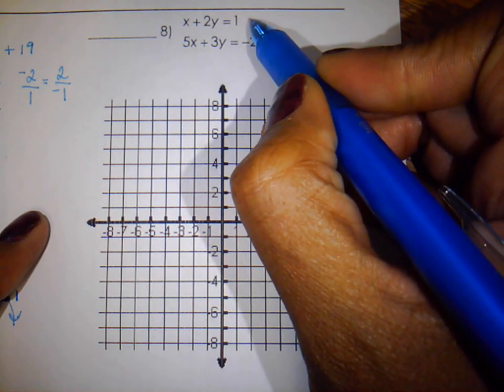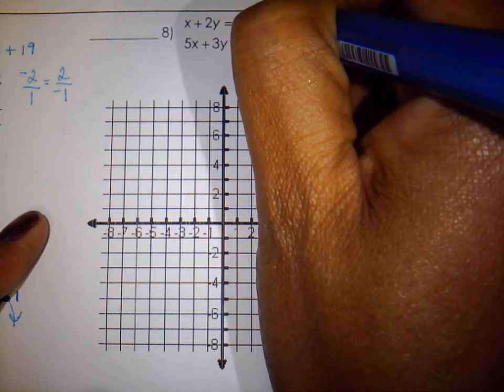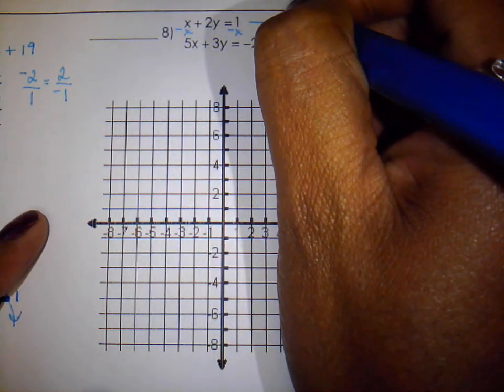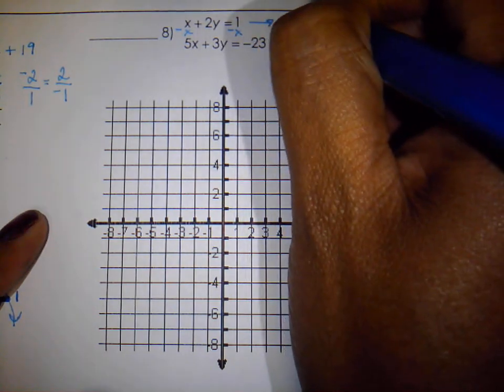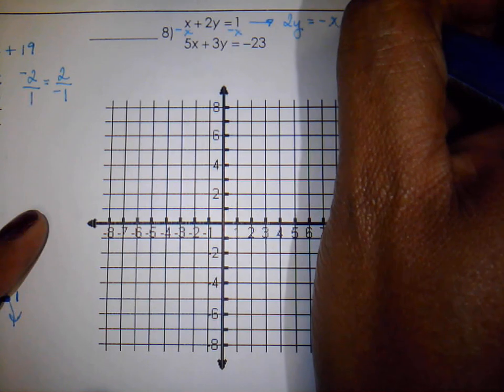So first equation, I have to solve it for what? Okay. So I'm going to subtract x from both sides. So I end up with 2y is equal to negative x plus 1.